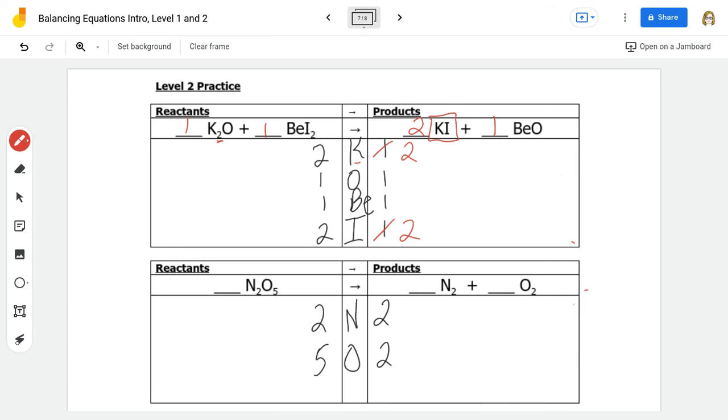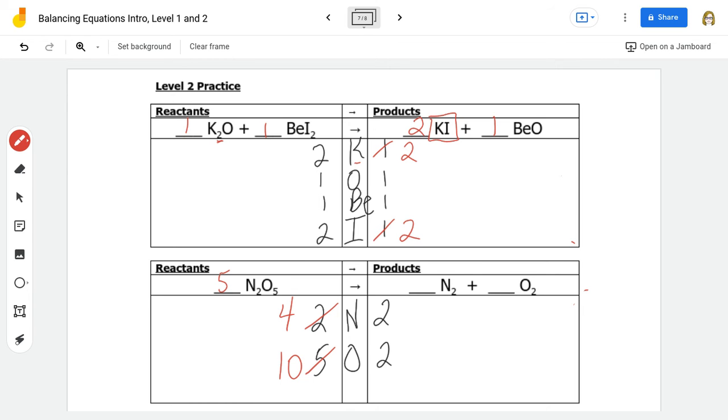N is balanced, so I'm going to work on O. O beginning has 5, end has 2. The only way to get those to be even, think of least common multiples. The least common multiple of 5 and 2 would be 10. So I'm going to end up doing a coefficient of 5 for this one. So this one, my N's going to go up to 4. My O's going to go up to 10.